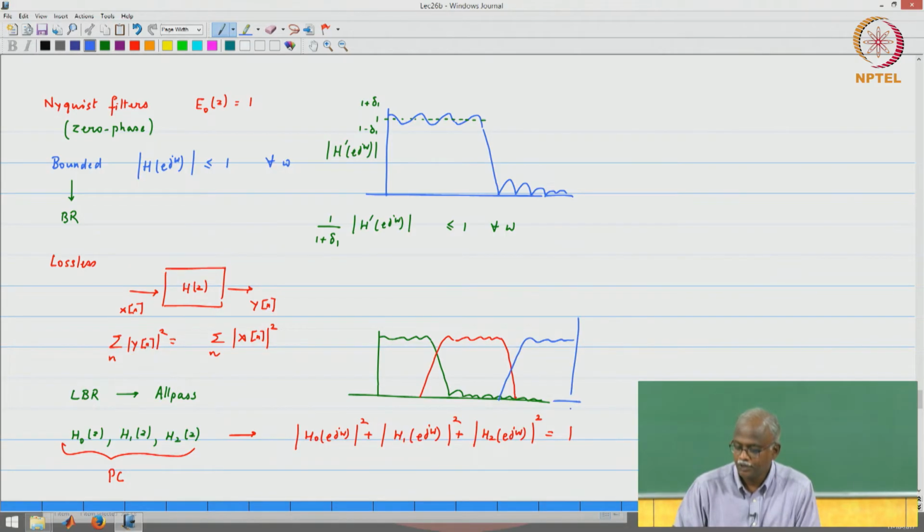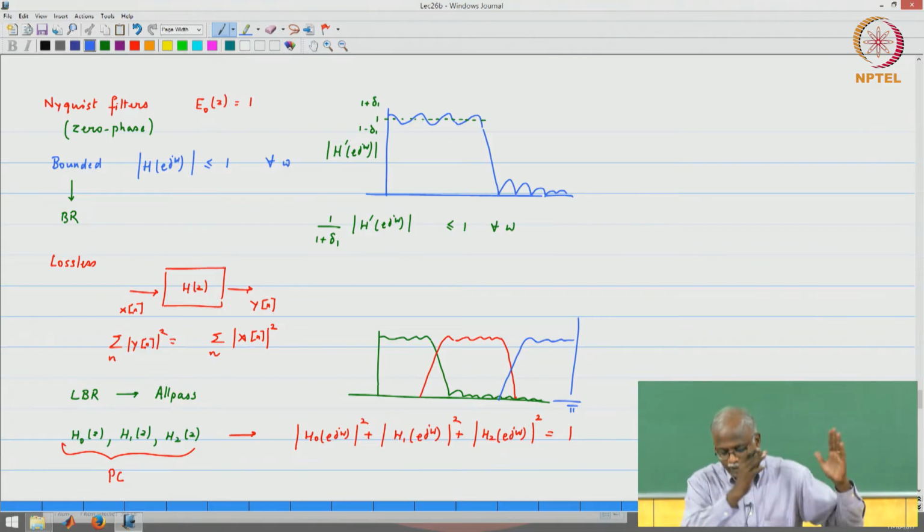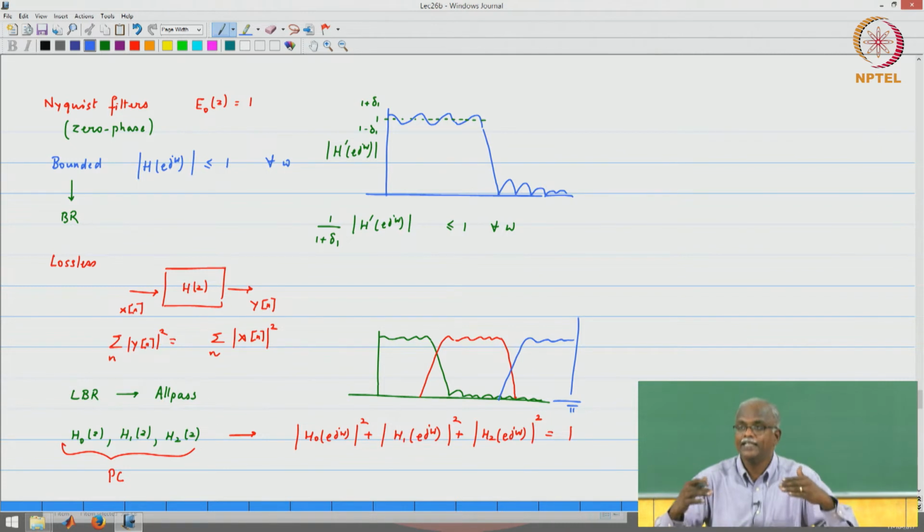Okay, this is all the way to pi. So you can visualize them as filters that look like low pass, band pass, and high pass, and so when you square and add them, they add up to a constant. This is a very special class, power complementary class.